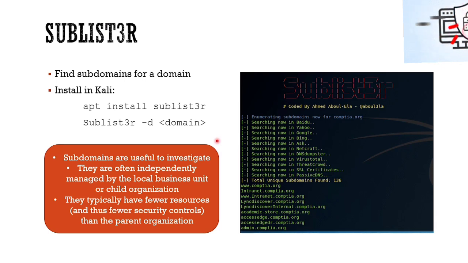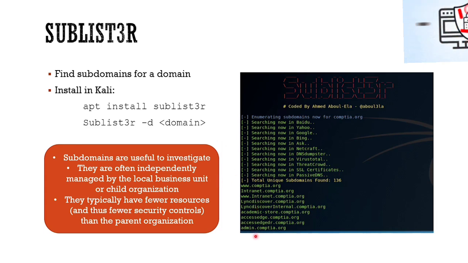So here's an example here. We're trying to find child domains of comptia.org, and we found all of these. Now, some of these might be child domains, some might just be hosts, but they're trying to find things, whatever, .comptia.org. So that's Sublist3r.